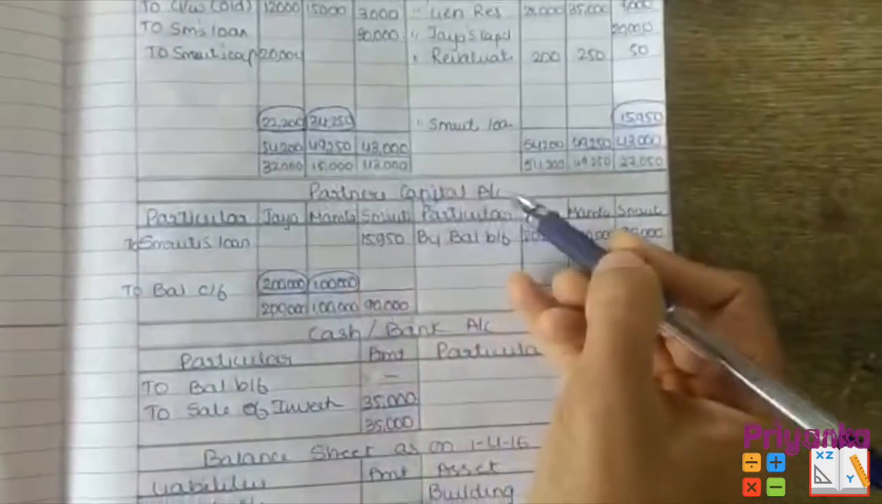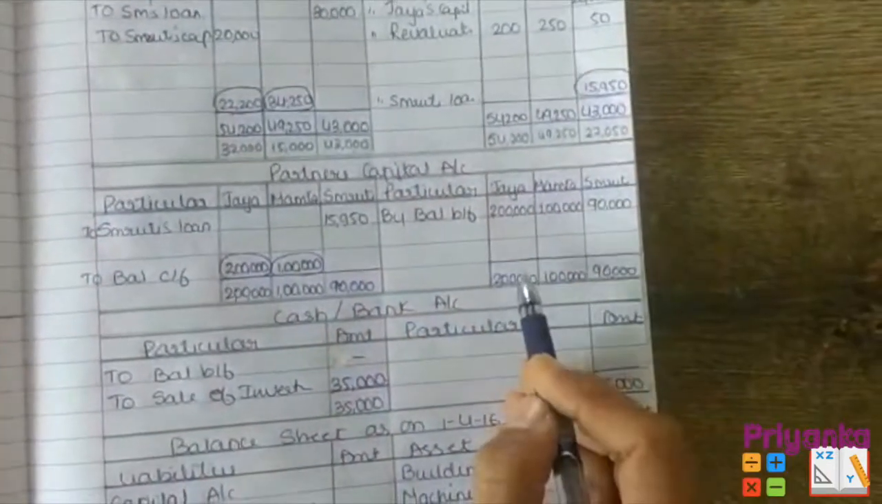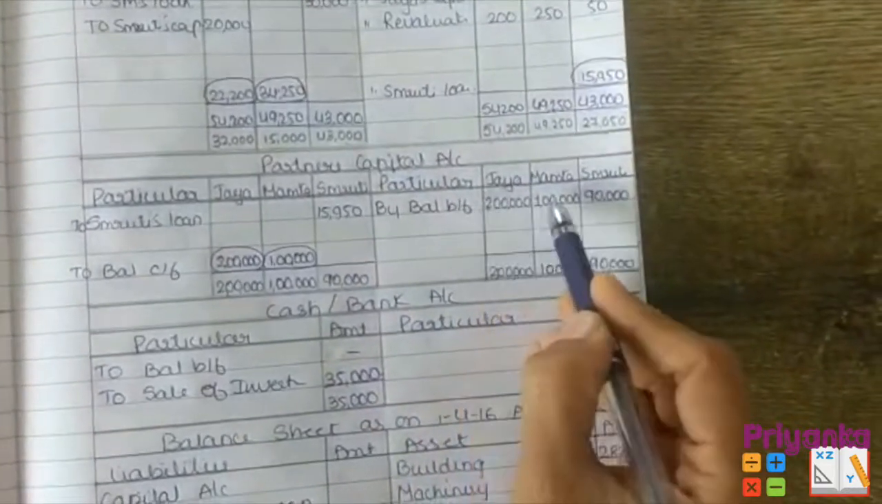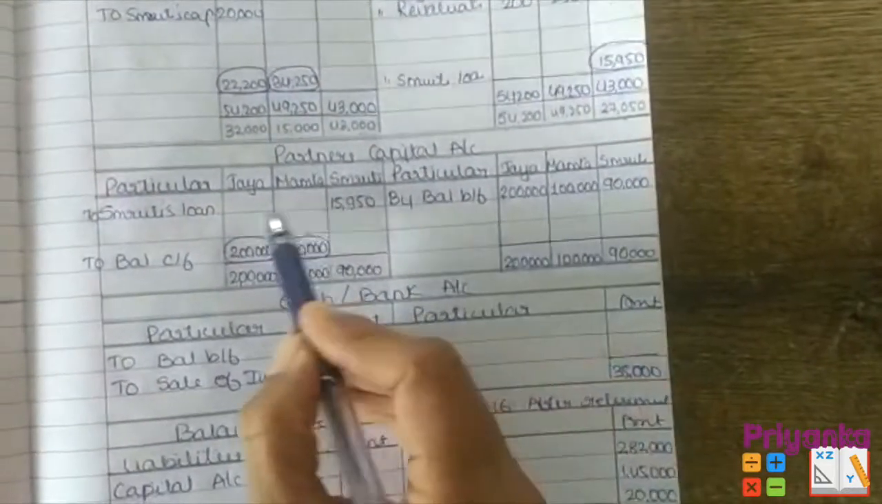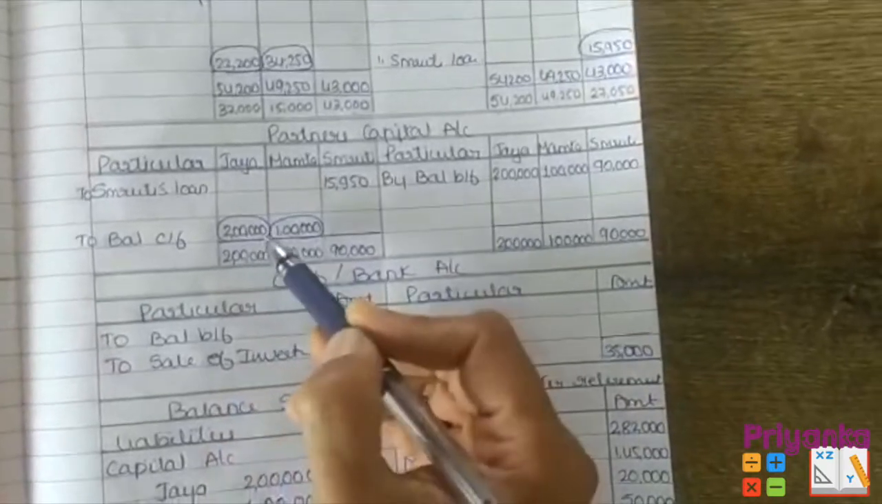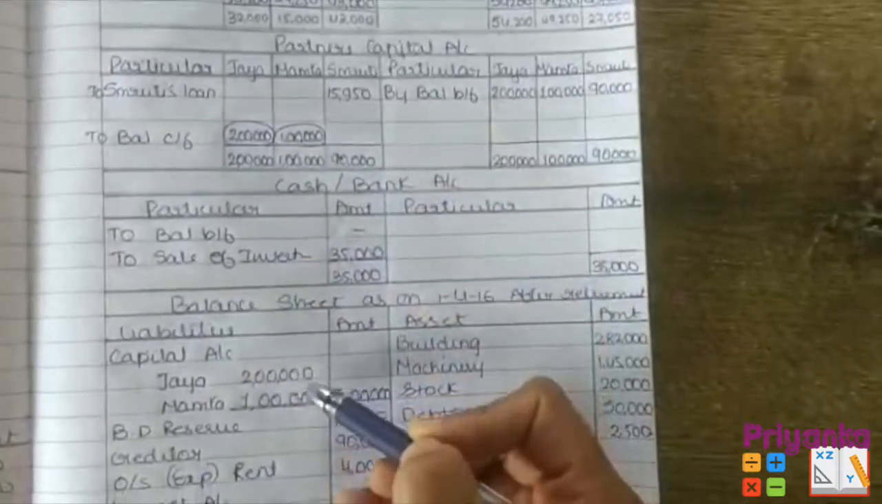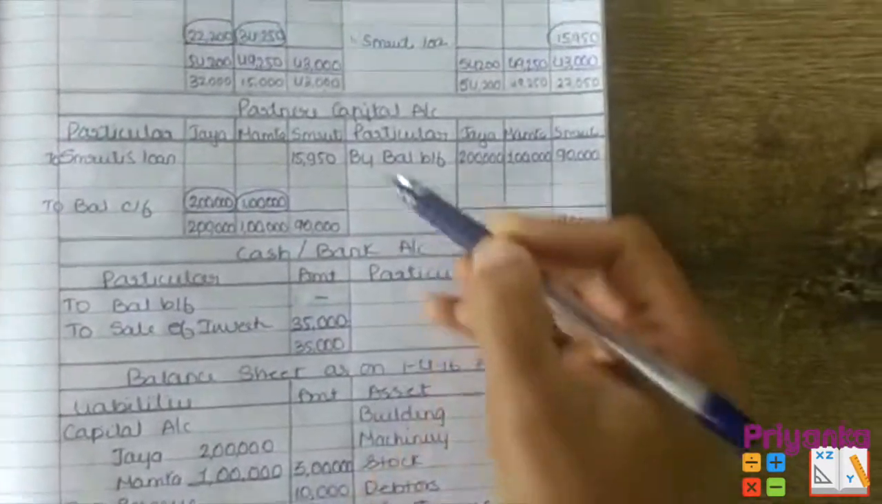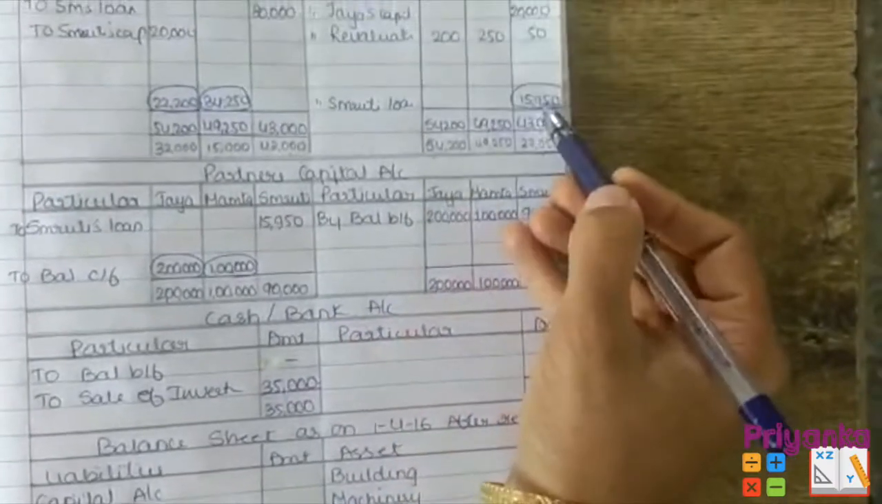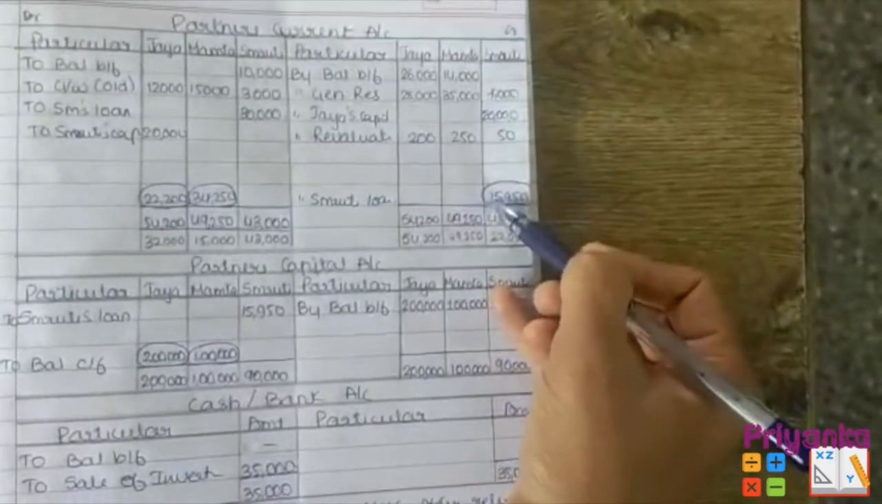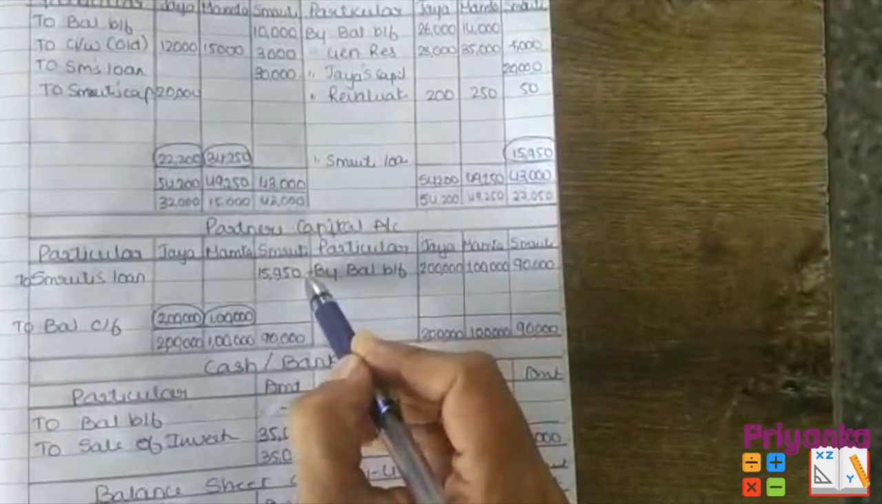और पार्टनर्स कैपिटल अकाउंट का भी टोटल हुआ है, जहाँ पे जया और ममता, यू कैन सी द ओपनिंग बैलेंस and no other entry has been passed, so directly closing of Jaya and Mamta's column, and I kept it directly to the liability side. Now we'll talk about the Smriti difference which we found from the partner's current account passed into the partner's capital account.